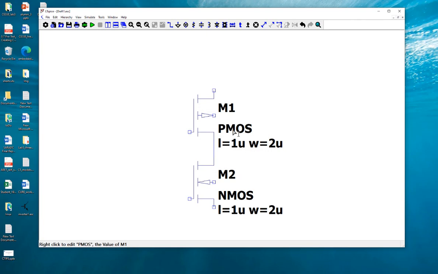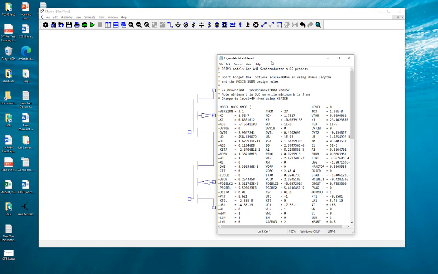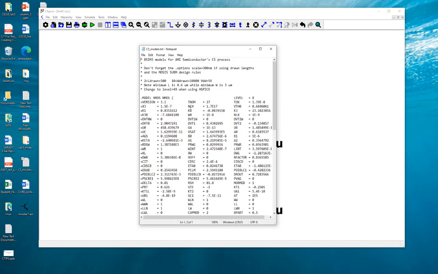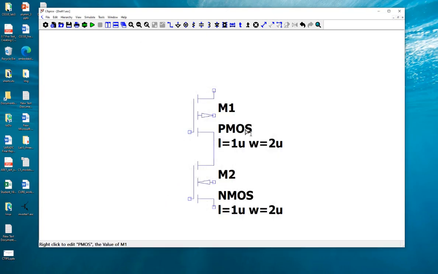So NMOS and PMOS, for the name of the transistors, they are fine because in the C5 model, you can see the model file from the manufacturer. I think this is a simplified version of it. It defines all the physics parameters. You can see the name of the model is called NMOS, so we don't have to change it. So let's just call it NMOS, PMOS and NMOS.